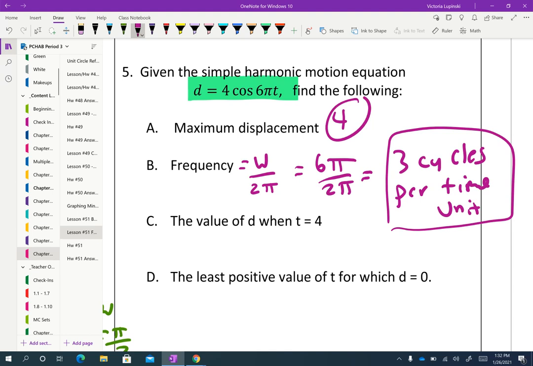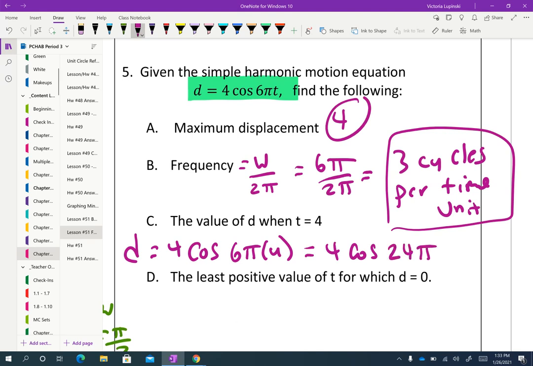Find the value of d when t is equal to 4. So that means you're looking for the value of 4 times the cosine of 6 pi times 4. That means you're looking for 4 times the cosine of 24 pi. Again, if you're going to use a calculator, you have to make sure you're in radian mode. Otherwise, hopefully you know that 24 pi is coterminal with 0 or 2 pi. So this is the point 1 comma 0. The cosine is the x value, which is 1. So this would be 4 times 1, which means you are going to get a value of d equals 4.